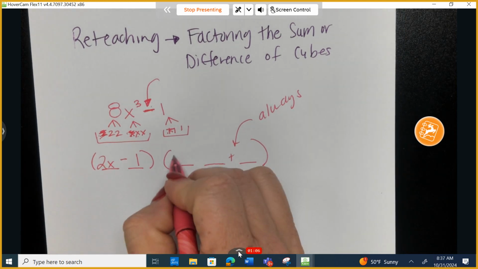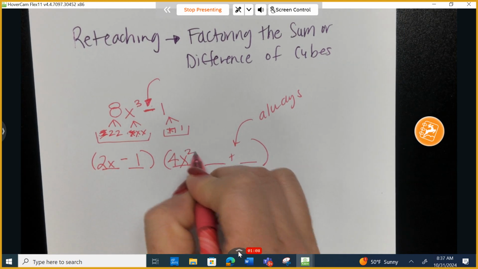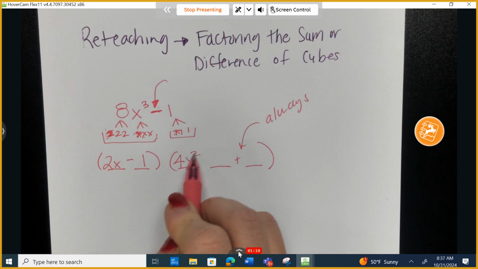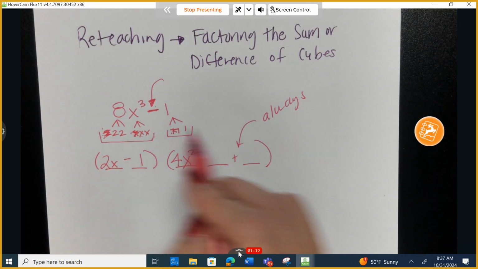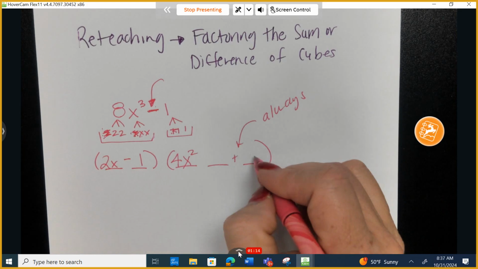Make sure we're multiplying them. 2 times 2 is 4. X times x is x squared. This comes from the front, it's placed in the front. This comes from the back, it's placed in back. 1 times 1 is 1.